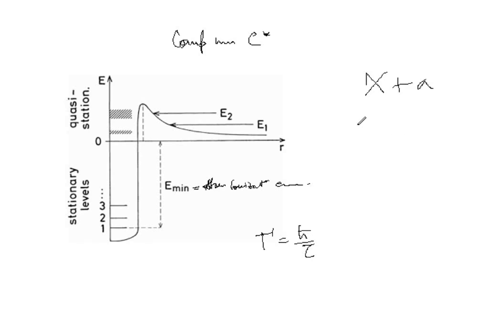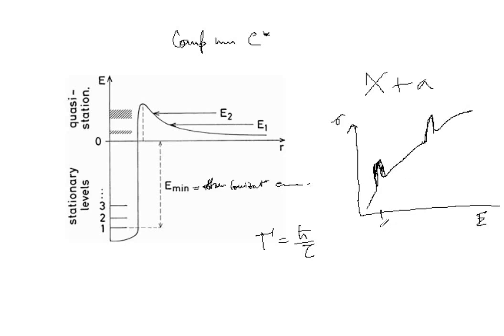Okay, so what will we observe? What we will observe is this, you see. If this is energy and this is the cross section, and these are the energy levels, then what we will observe is this. And what are these bumps? They will correspond to these energy levels. You see this one, E1, E2, and so on.